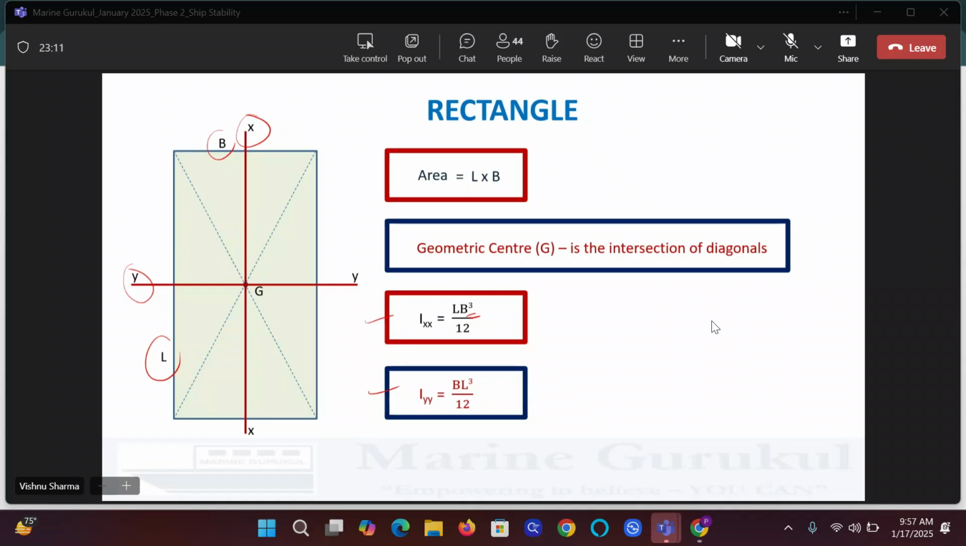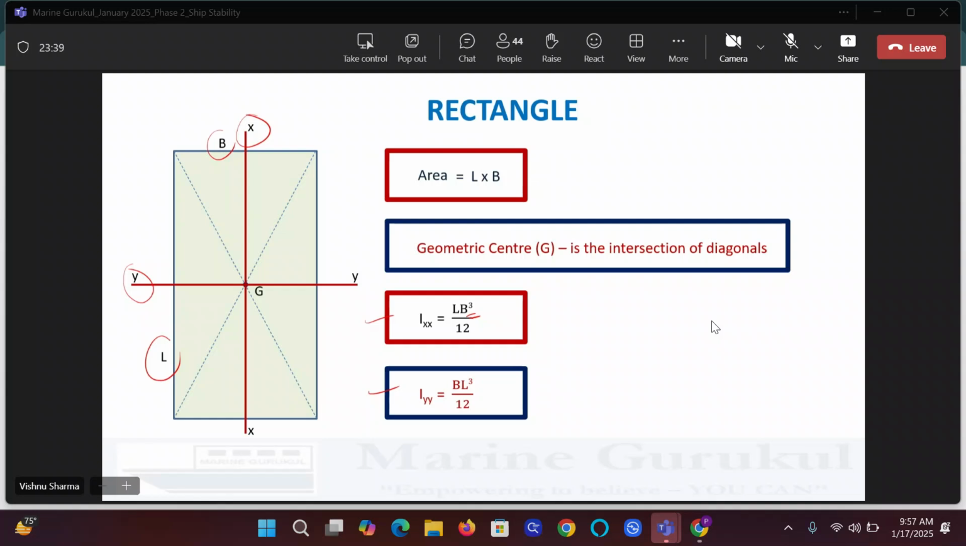But please remember, both these axes are passing through the centroid. Okay, so these will be the two formulae which we'll be using and applying further in our application. Any questions on these two formulae, the area of the rectangle, the location of its geometric center, XX and YY, right, guys, and IXX and IYY? Any questions? No, sir. All clear.